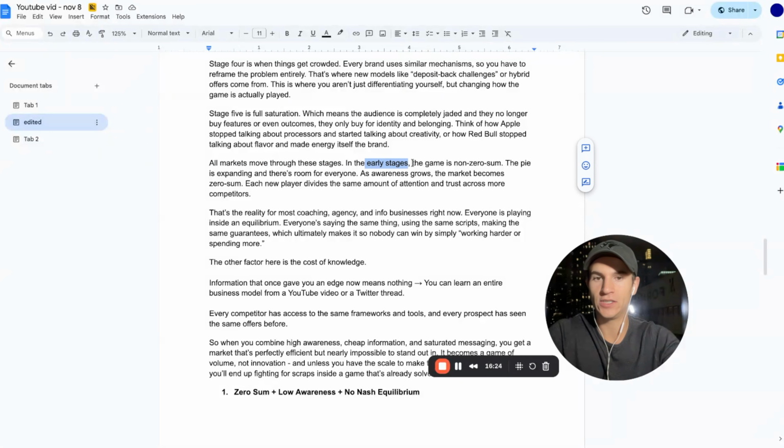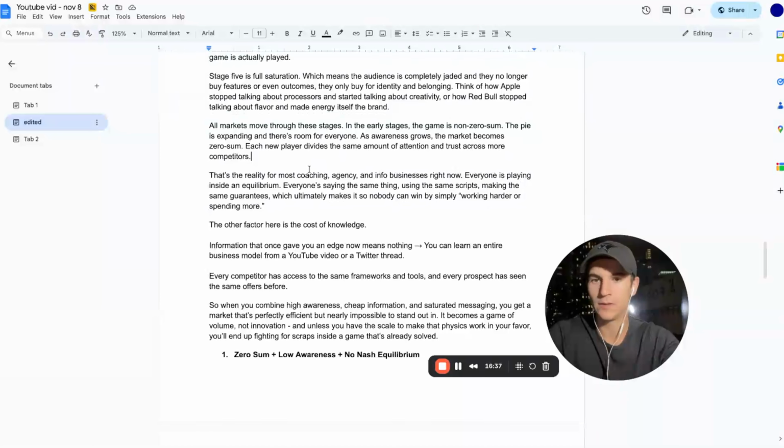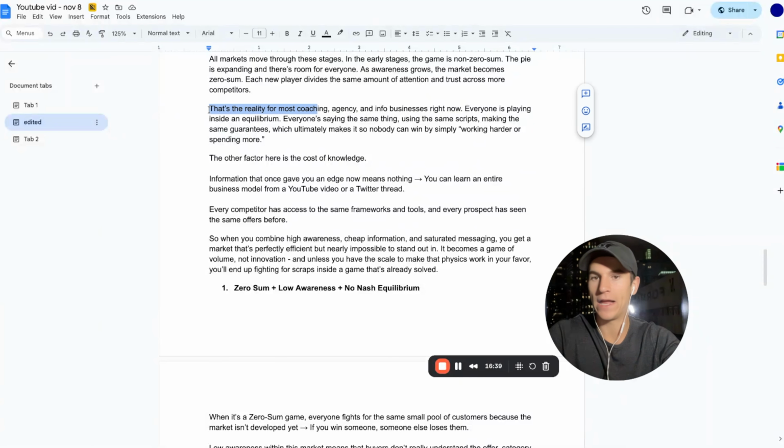In the early stages, the game is a non-zero sum game. The pie is expanding and there's room for everyone. As awareness grows, the market becomes zero sum. Each player divides the same amount of attention and trust across more competitors. That's the reality for most coaching, agency, and info businesses right now. Everyone is playing inside an equilibrium. Everyone's saying the same thing, using the same scripts, making the same guarantees, which ultimately makes it so nobody can win by simply working harder or spending more money on ads.